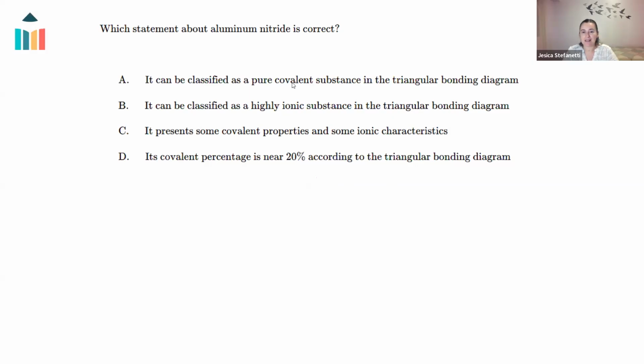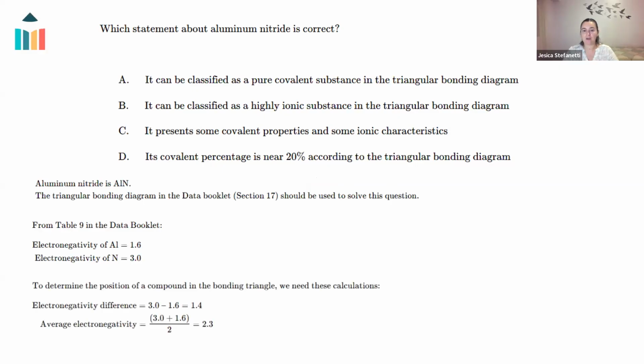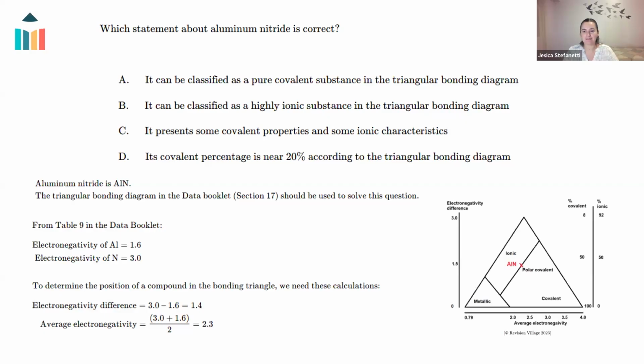So what is the thing? You need to locate this structure in the bonding triangle. You need to work out the electronegativity difference and the average electronegativity here. And after doing so, we just need to locate it. Of course, you will have the chemistry data booklet in your exam. If you locate it, you can see that it's there on the edge. And so, as it's there on the edge, we can say that the correct answer will be C, because it will present some properties that will allow it to be classified as covalent, but some other ionic characteristics here.